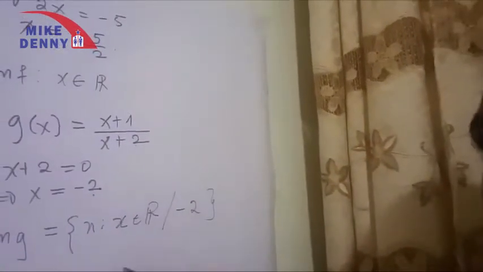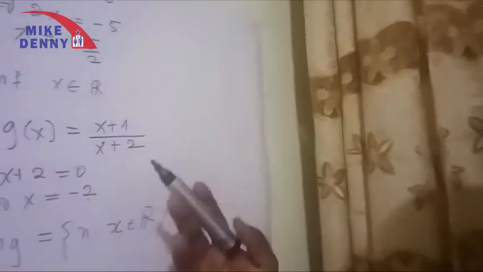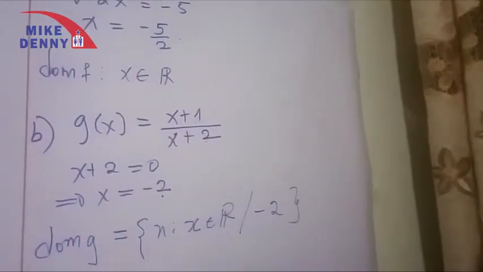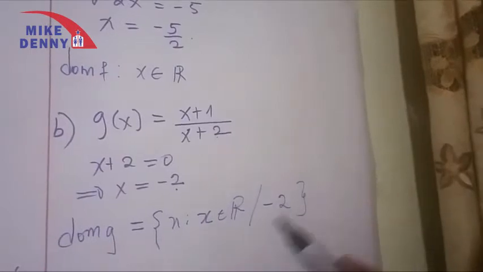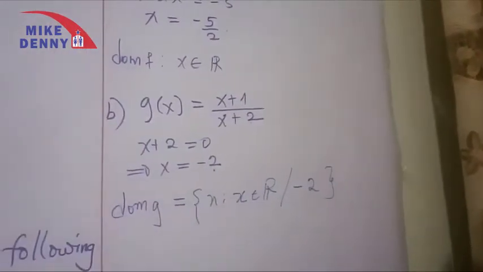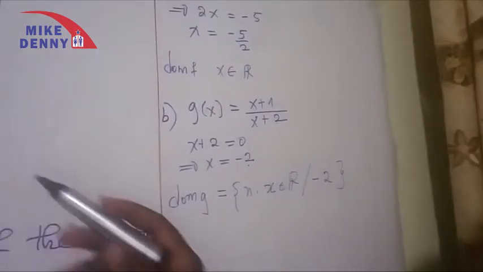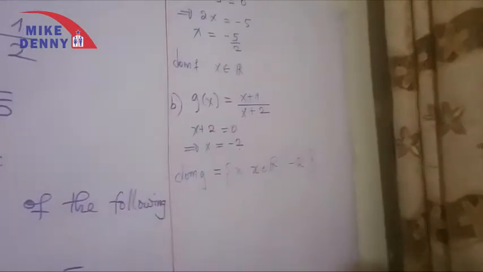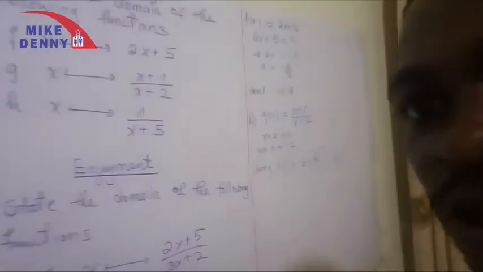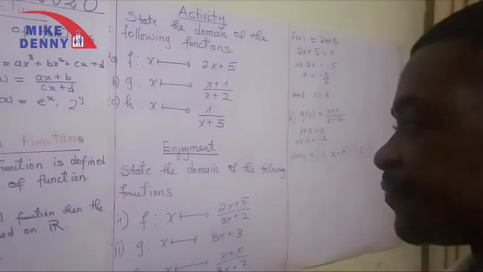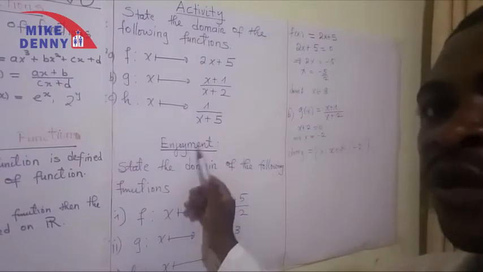We've seen how to come out with the domain of the two types of function, the polynomial function and the rational function. So those are the domains of the functions I've shown you. Now for the last function, you will do it on your own, and then we look at the exercise. I'm going to put the exercise for you to go through. You copy and we solve, or maybe you solve and then you present to me in the next lesson. All right, let's look at our exercise. This is what you are going to do for me.